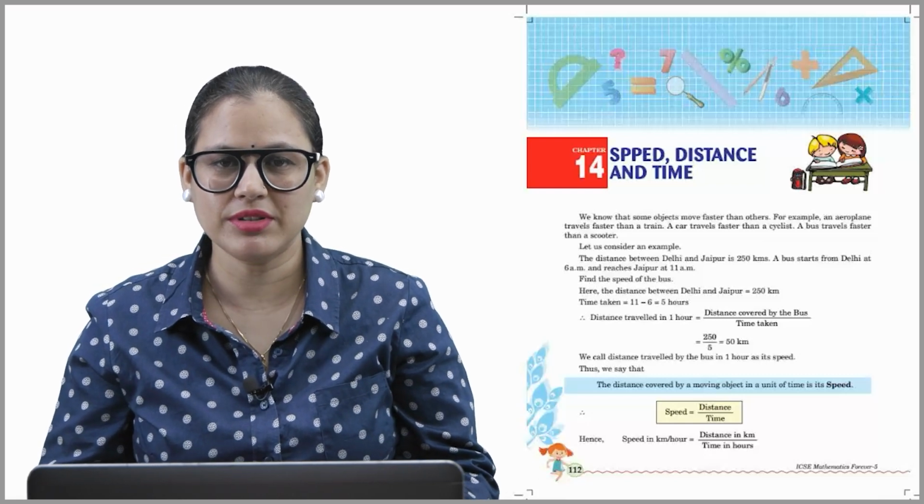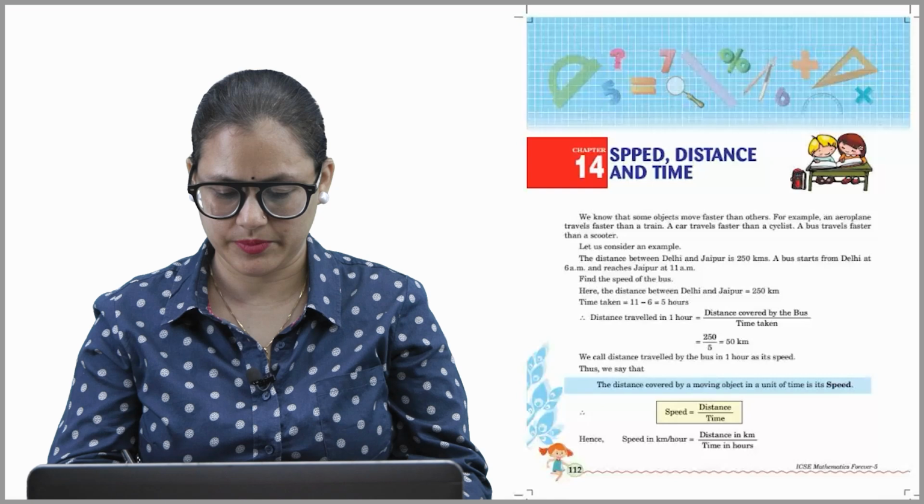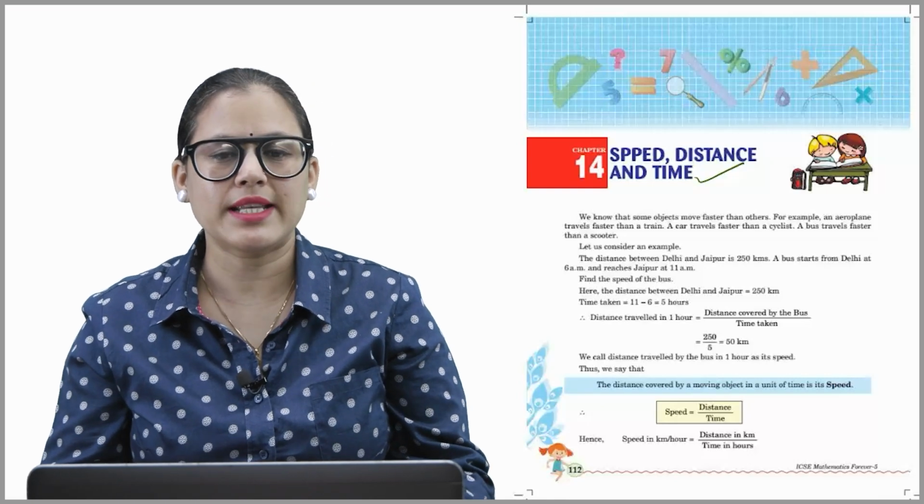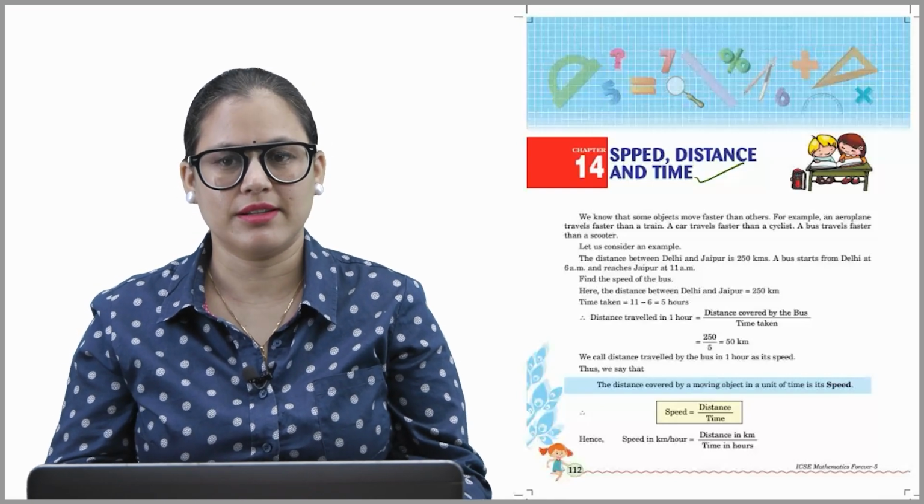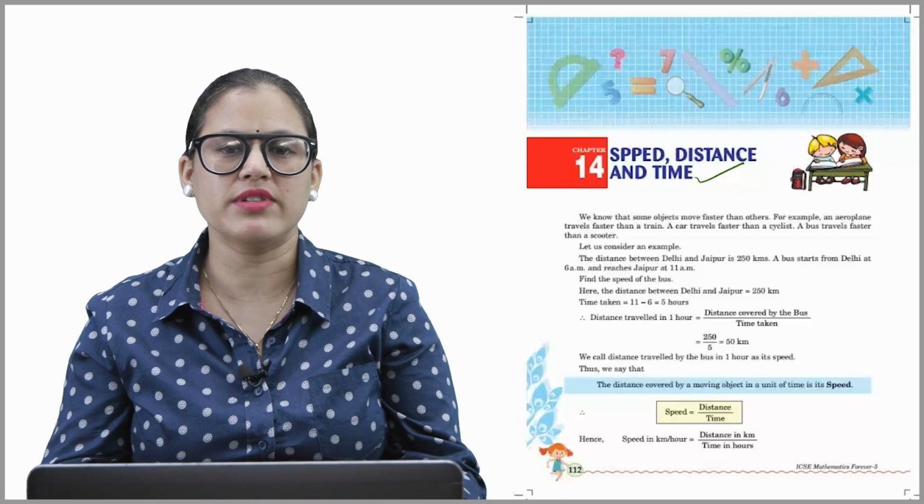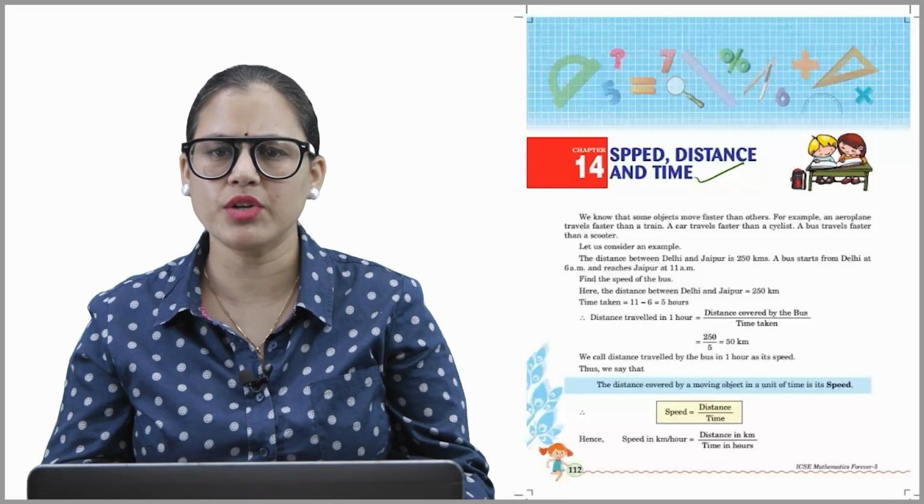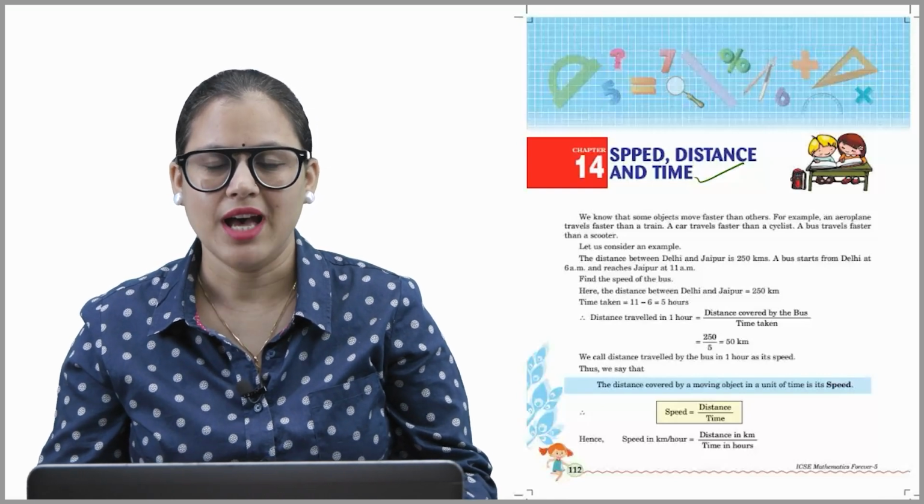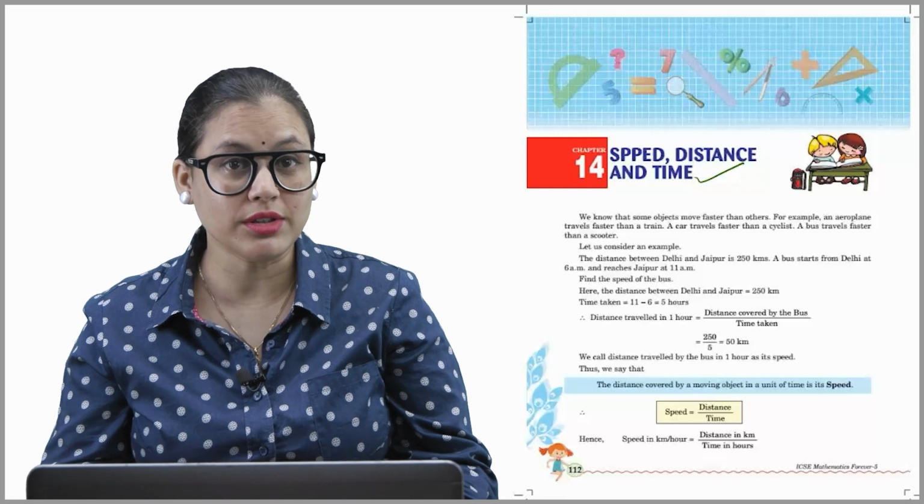Let's start today's chapter, speed, distance and time. We know that some objects move faster than others. For example, an aeroplane travels faster than a train. A car travels faster than a cyclist. A bus travels faster than a scooter.